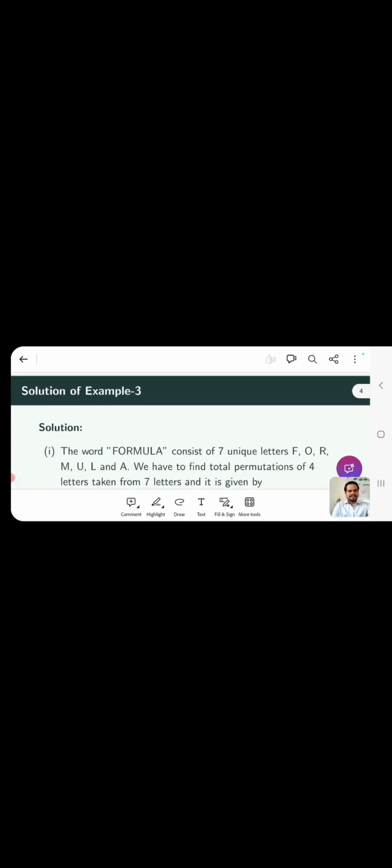So here in this example we have already solved the first two questions: four letters used together, and all letters used but the first letter should be a vowel. Now let us see the solution of the third one. We have already discussed the solution of the first and second statements. So here we choose the first two letters as vowels out of three vowels, because there are only three vowels in the word formula.